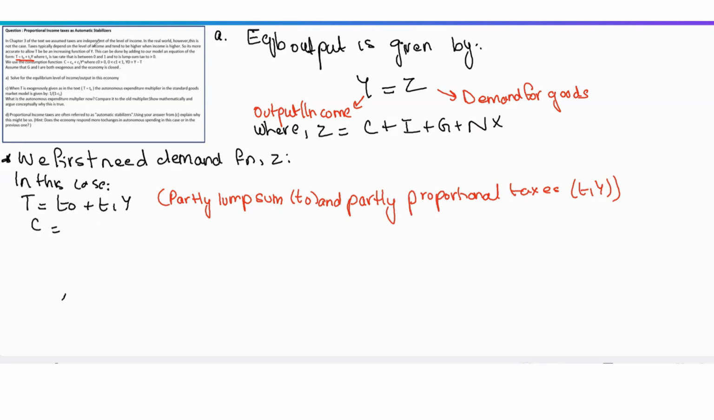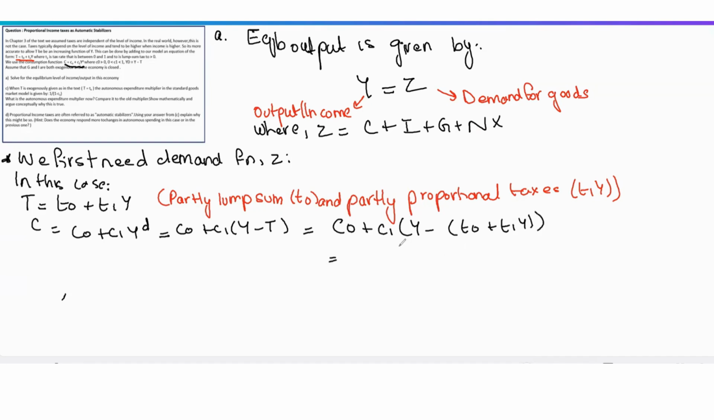And we're given the same consumption function as before. C is equal to c0 plus c1 times YD, where we know disposable income is just income minus taxes, Y minus T. Right, and now what we can do is plug in T over here. We can simplify this consumption function, and T we know is equal to t0 plus t1Y. So this becomes Y minus t0 minus t1Y.